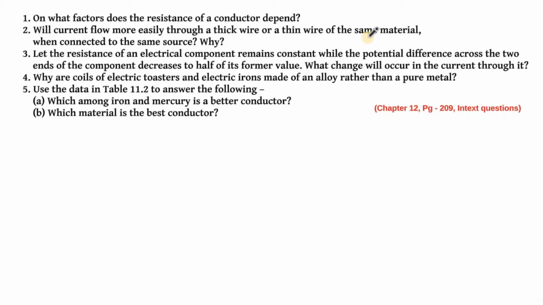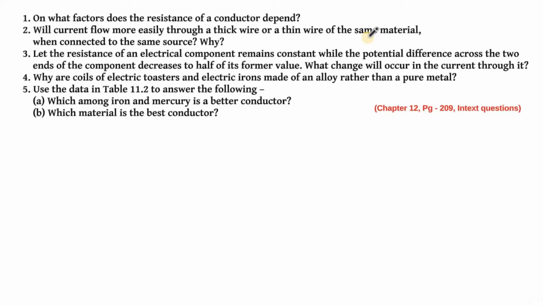Why? Third, let the resistance of the electrical component remain constant while the potential difference across the ends of the component decreases to half of its former value. What change will occur in the current through it? The fourth question is, why are coils of electric toasters and electric irons made of an alloy rather than pure metal? And the last question is, use the data in table 11.2 to answer the following questions. Which among iron and mercury is a better conductor, and which material is the best conductor?